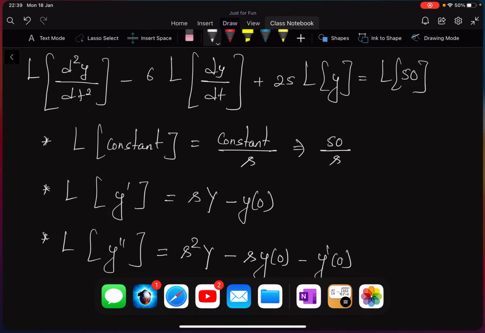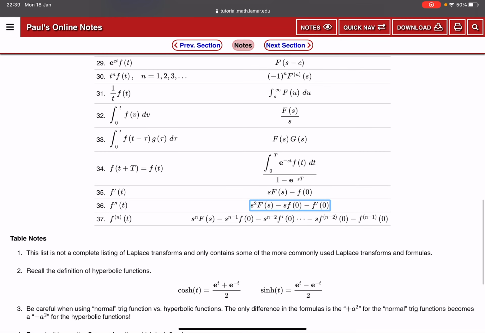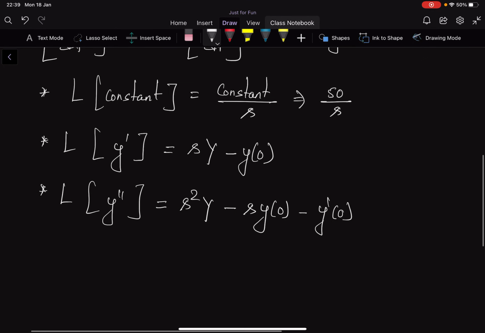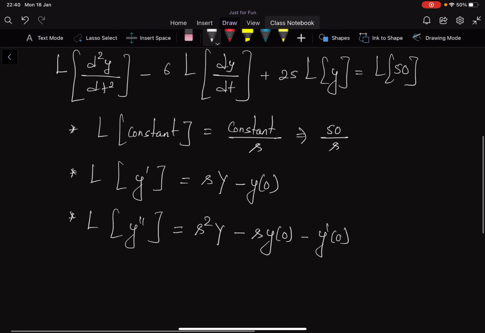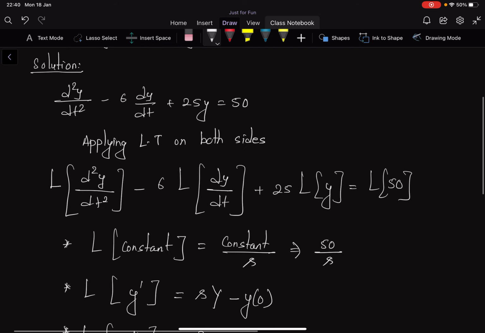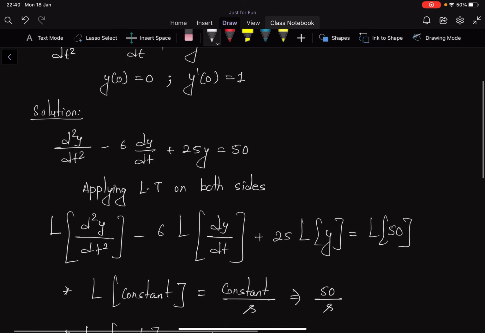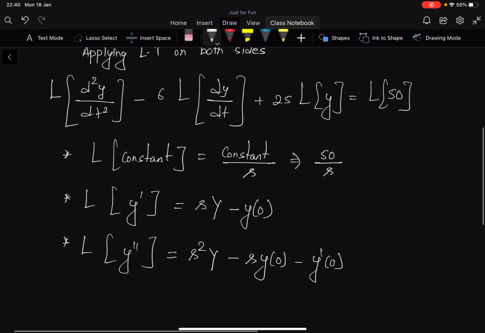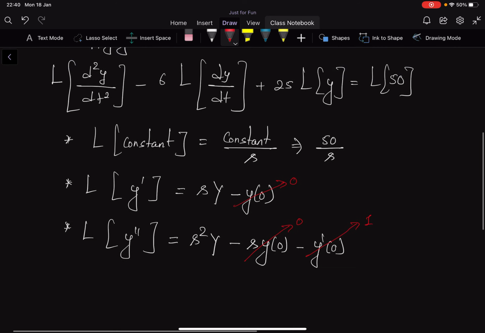Let's see the formula again just to confirm. Yes, so f(0) and f'(0). Once we have this information, if you look at the question here, the initial condition f(0) is 0, and f'(0) is given. So this value here is going to be 0, so we don't need to worry about that. This value is also going to be 0, but this value is going to be 1. So let's use it in our Laplace.